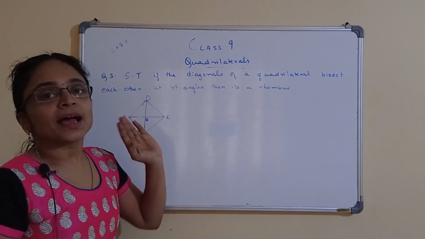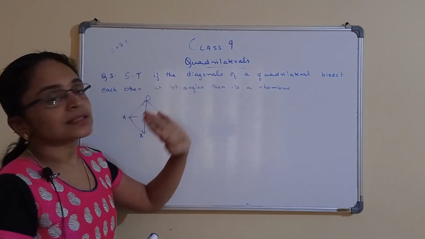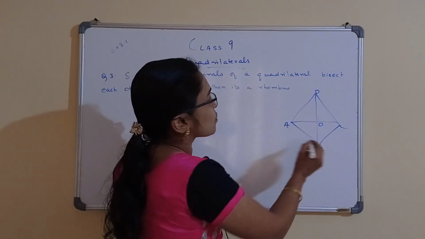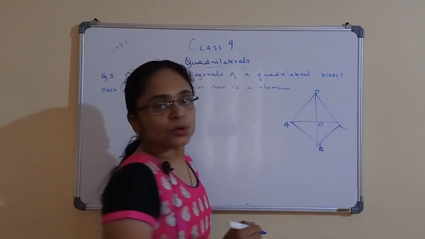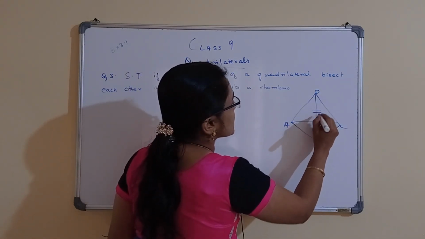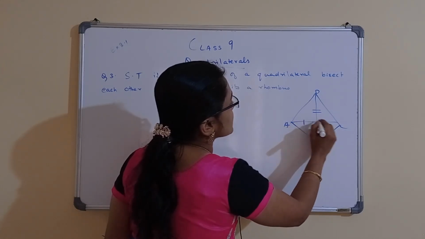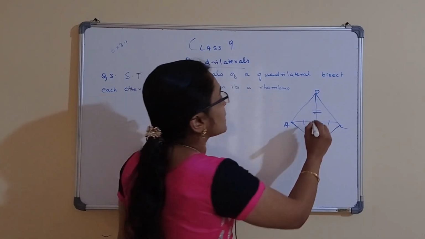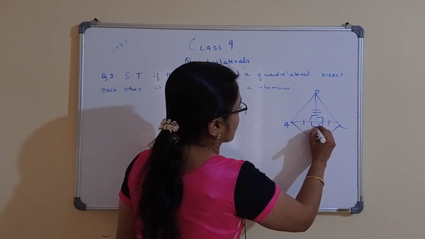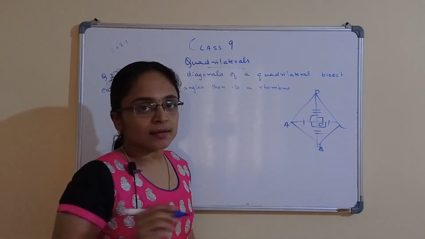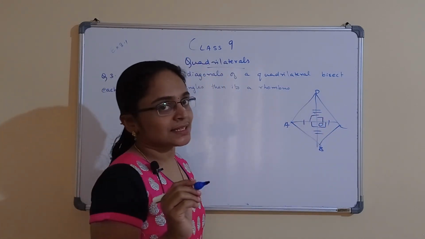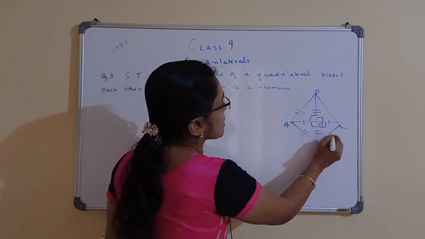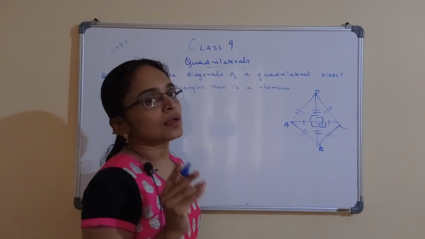The question is, if the diagonals of a quadrilateral bisect each other at right angles, then we have to show that it is a rhombus. So we have drawn this quadrilateral ABCD, and given that the diagonals bisect each other, that is, this is equal to this and this is equal to this, at right angles. All these angles are equal to 90 degrees. So we have to prove that this is a rhombus, that is, all these sides are equal. Understood?